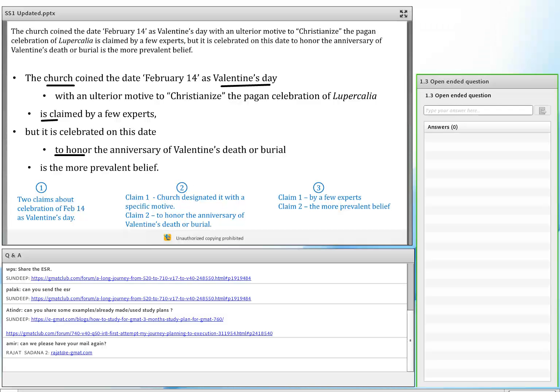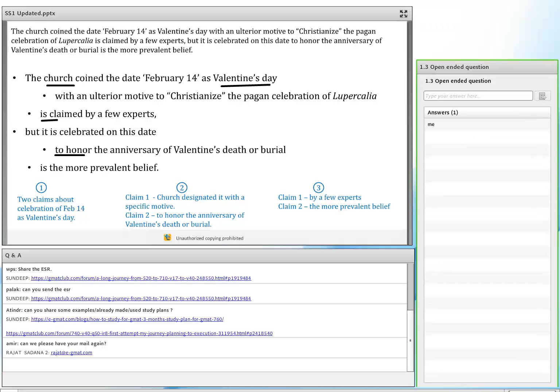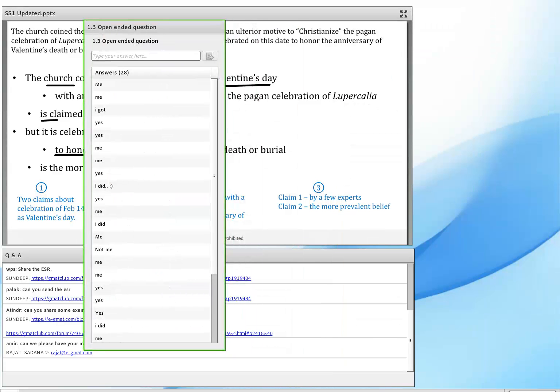How many of you got all of these three aspects while solving this question? How many of you understood these three aspects? How many of you got this? Okay.